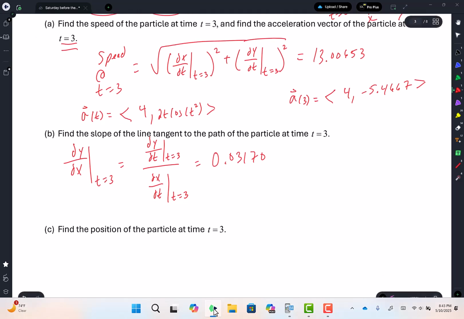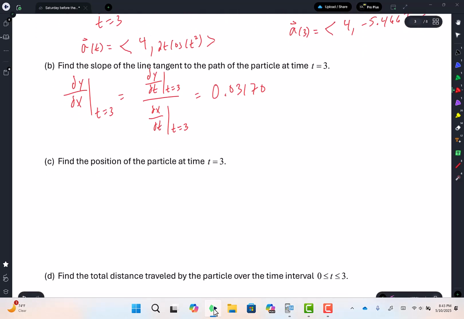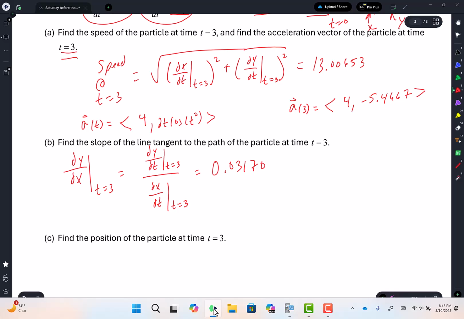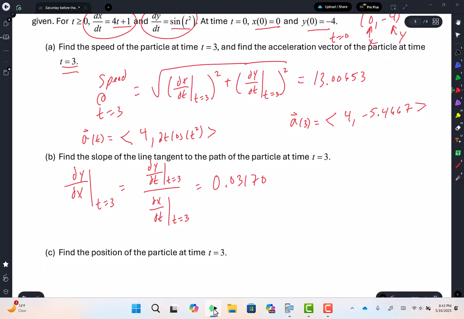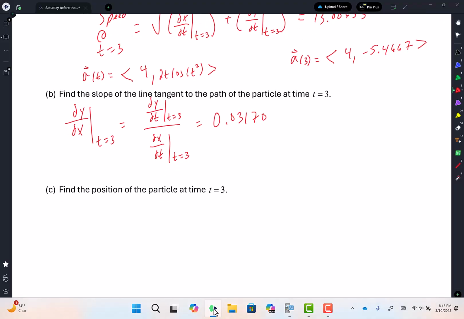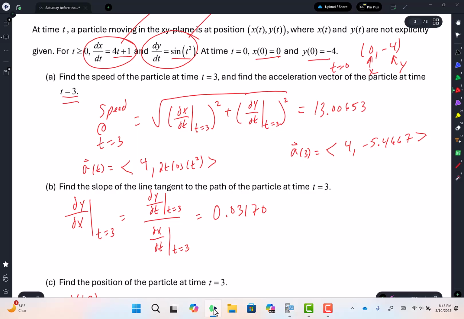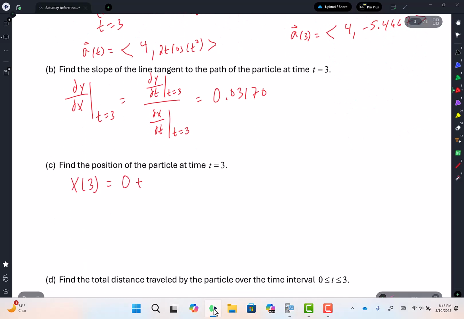0.03170. All right. Find the position of the particle at time t equals 3. If I want position, it's the same as when you were in AB, guys. You're just finding your initial position and adding displacement. So I'm going to write my position at 3 for x is equal to my initial position, which is 0, plus the displacement, so integral from 0 to 3.